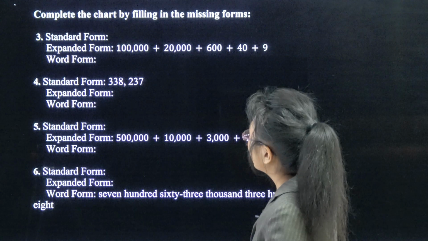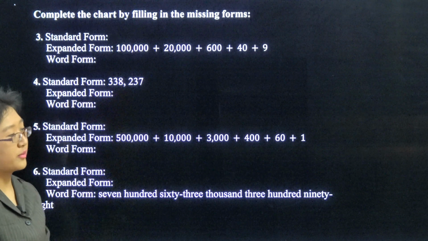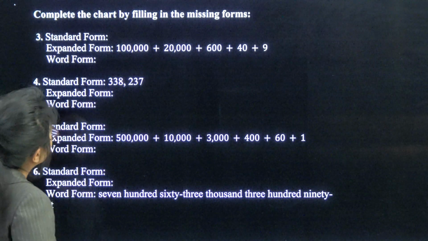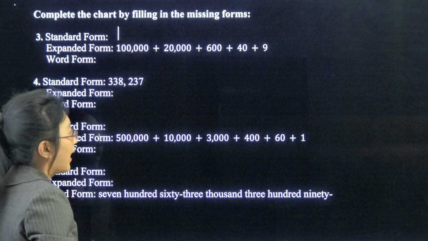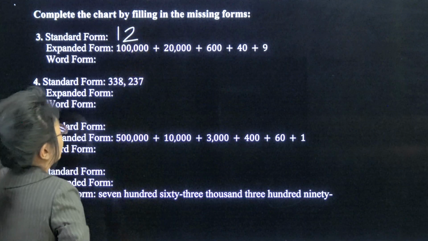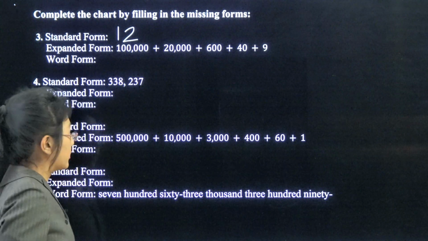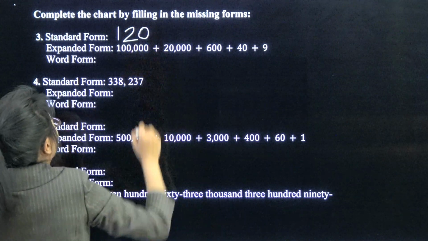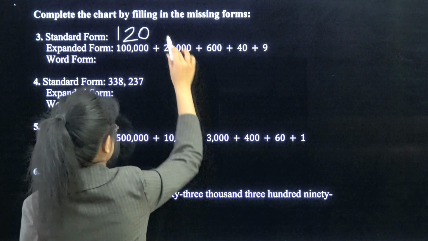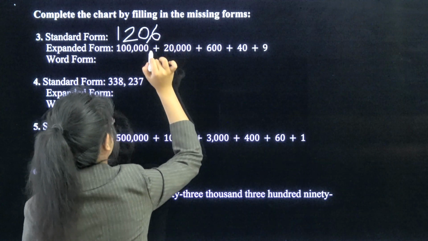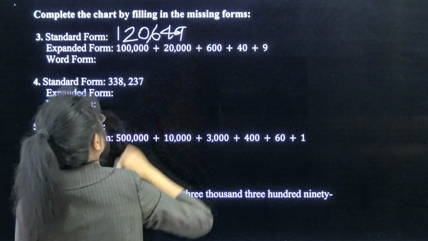Well, we know what standard form is, so we have expanded form to base it off of. Now we have 100,000, and then we have 20,000, which comes right after. But we have nothing in the thousands place. So what do we do? We put a 0. But we have something in the hundreds place, 600, so we put a 6 in the hundreds place. Don't forget the comma. And there's 40, and then 9.